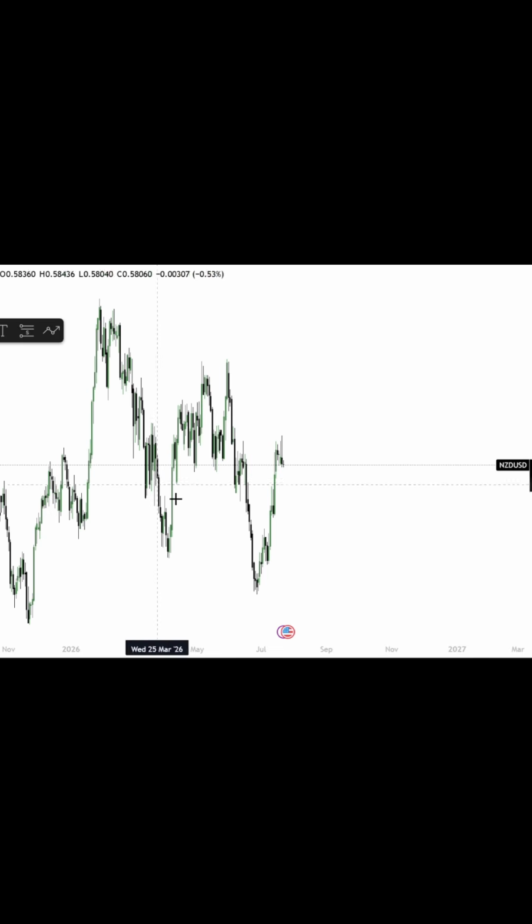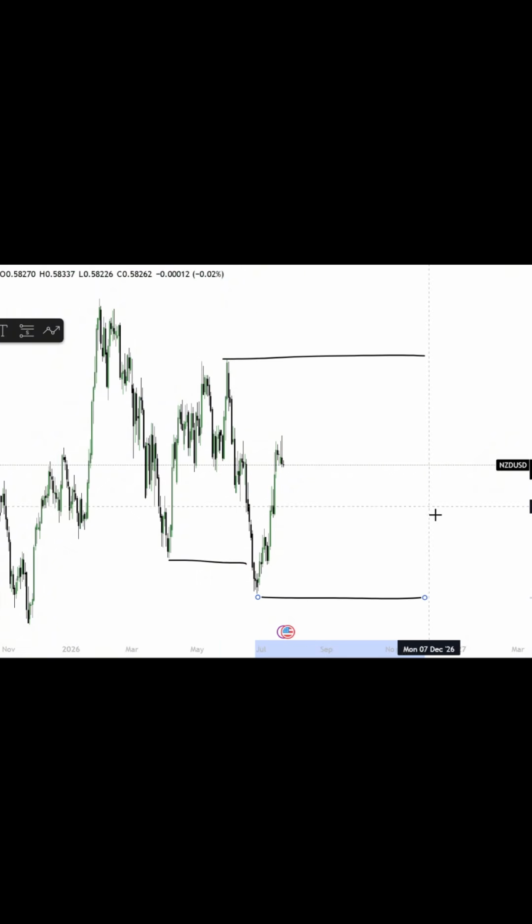Now, moving on to NZDUSD, we can see on the daily time frame that we've had that break of structure in towards the downside, and this is the current swing range that we are trading within. Now, with NZD, we have hit our ultimate target and our main draw on liquidity for the daily liquidity target.